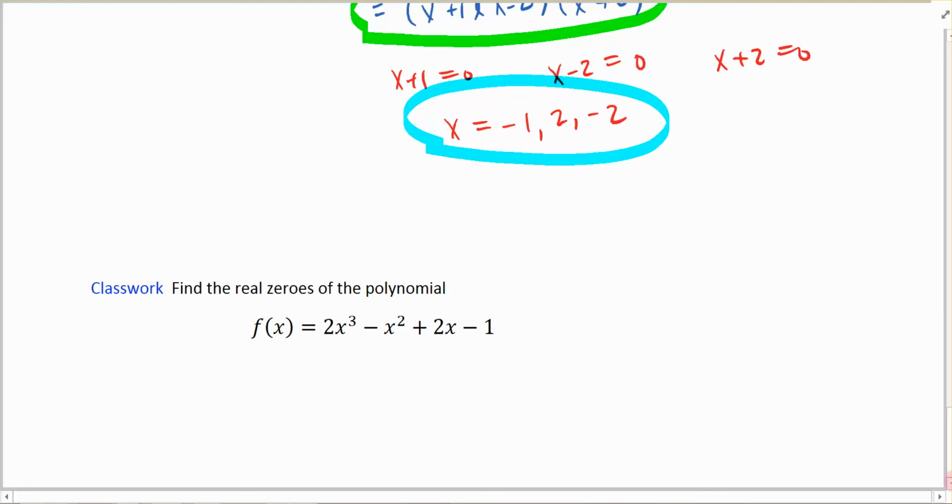So one last example I want to show you here. For this one, I encourage you to practice this one on your own and then check the completed notes to see that you have the same answer as what I've gotten.